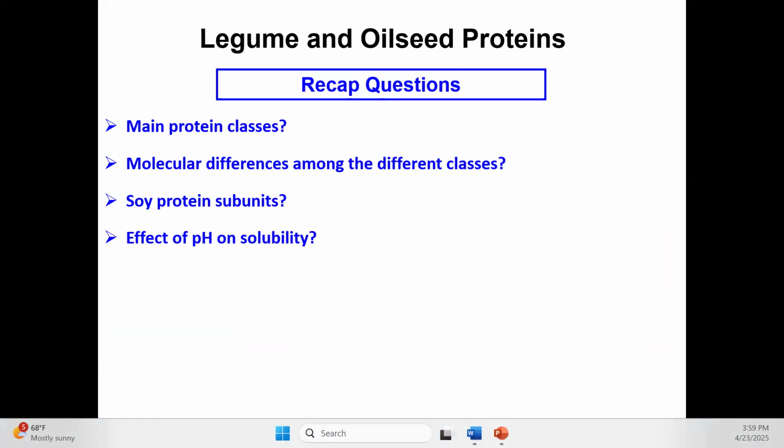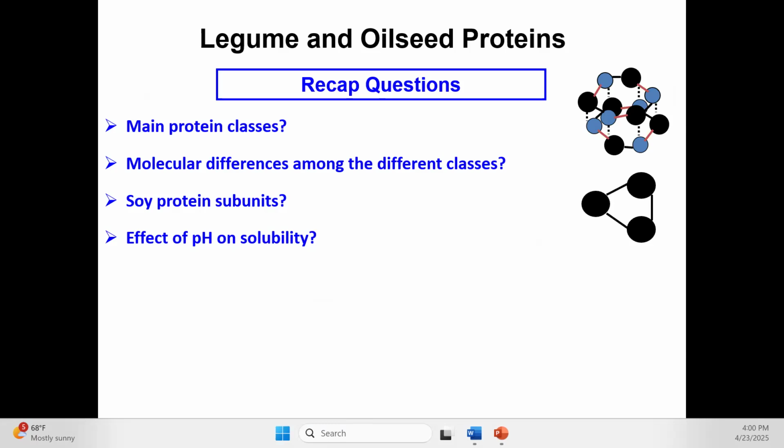Okay, so what are the main classes of proteins in legumes and oilseeds? Do you remember what the classes were? What do we have? We have legumin, yes. Is legumin a globulin or an albumin? So globulin. In globulin, we have legumin and we have vicilin. In soy specifically, legumin is known as glycinin and vicilin is known as beta-conglycinin.